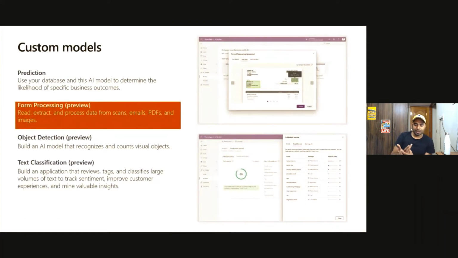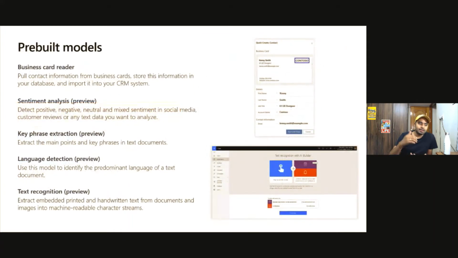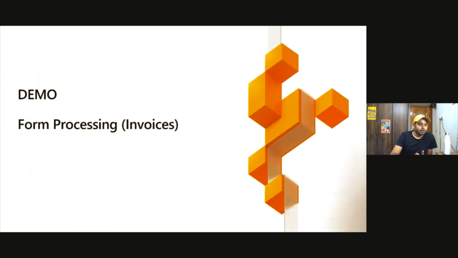We have two types of models: pre-built models as well as custom models. Custom models are used for things like prediction, form processing, and object detection. In this example, we're going to learn about form processing. There are some pre-built models that you can probably use as a template. Let me also show you that within this video. So let's go and work on the form processing invoice.